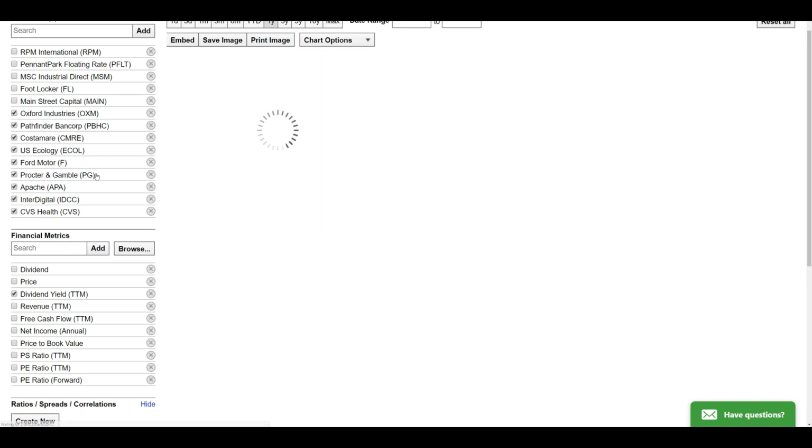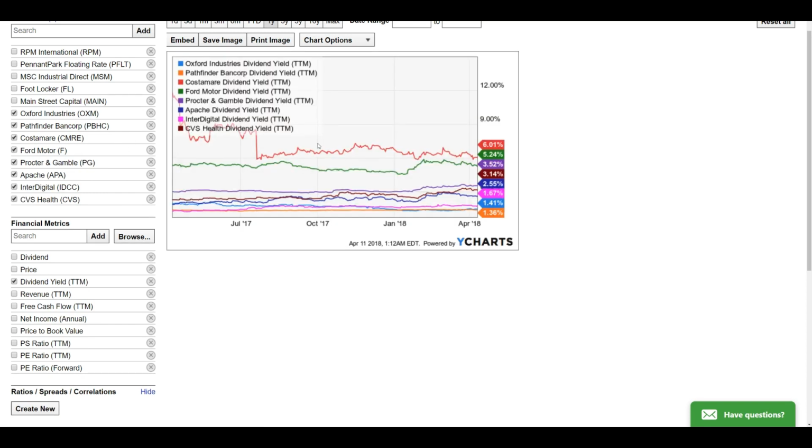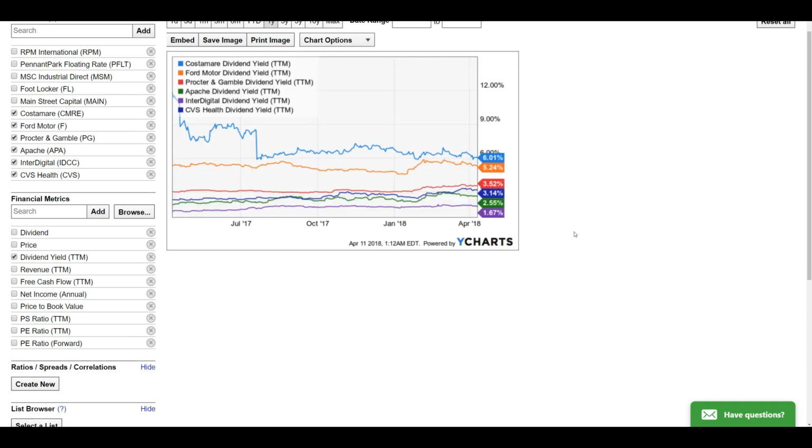And we'll go ahead and recheck all these other ones, and there we are. So we're going to go ahead and remove US Ecology and Pathfinder. Now, if you guys would like to screen for stocks with a dividend yield of 1% or higher, that's completely up to you guys. But for my example, if I'm investing $100 into a stock, I like to get at least $2 back in those dividends paid out per year.